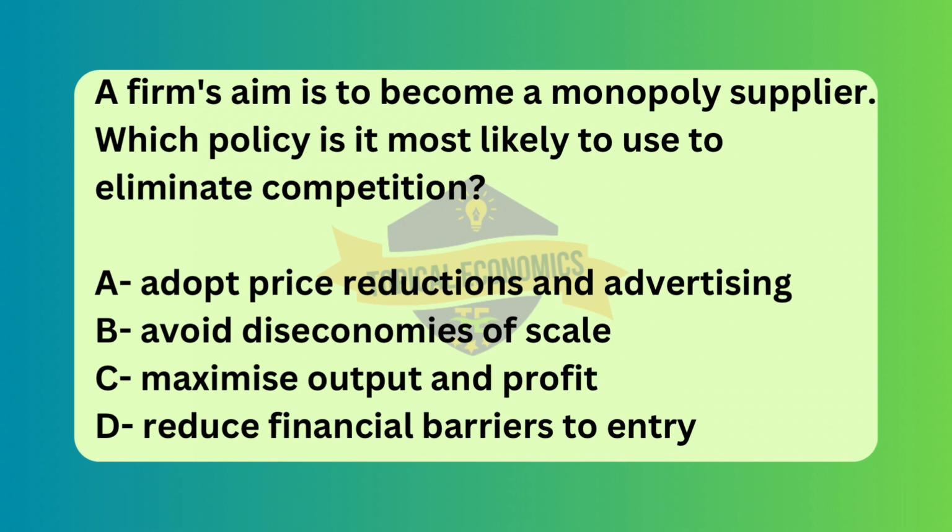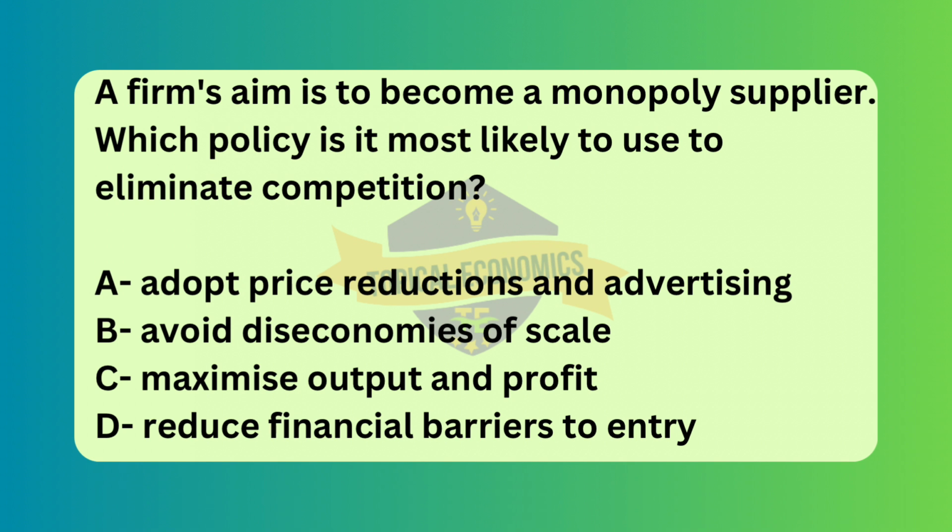When a firm aims to become a monopoly supplier, it typically seeks to eliminate competition and dominate the market. One effective way to do this is by using price reductions and advertising. By lowering prices, often below the market equilibrium, a firm can make it difficult for competitors to stay profitable and can drive them out of the market. At the same time, heavy advertising can build brand recognition and consumer loyalty, further diminishing the chances of new competitors entering the market. This strategy is known as predatory pricing in some cases, where the firm sacrifices short-term profits to eliminate rivals and eventually increase prices once competition is reduced.